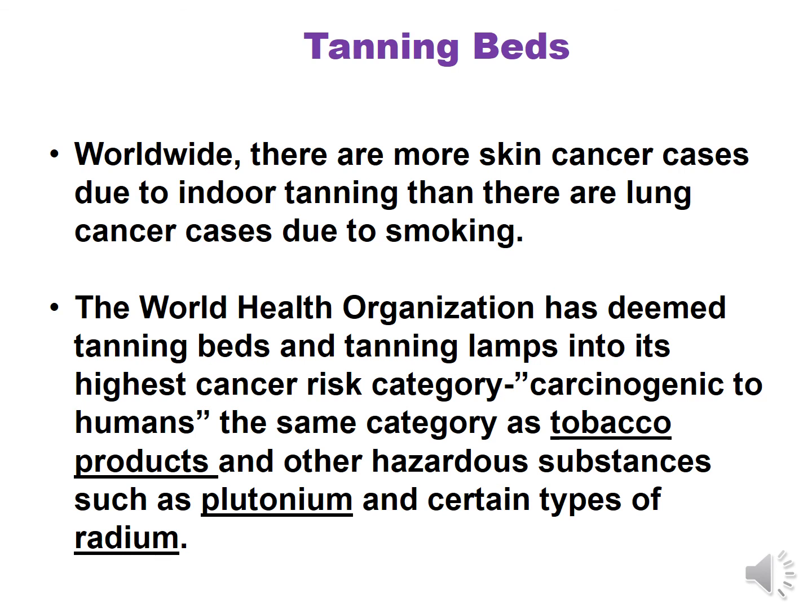The World Health Organization has put the tanning bed lamps into the highest carcinogen category. It's in the same category as tobacco and other products such as plutonium and radium. Most of us tend to give plutonium and radium a very wide berth. We don't want to be anywhere near it. But chances are right now there's somebody laying in a tanning bed somewhere in Fort Smith.